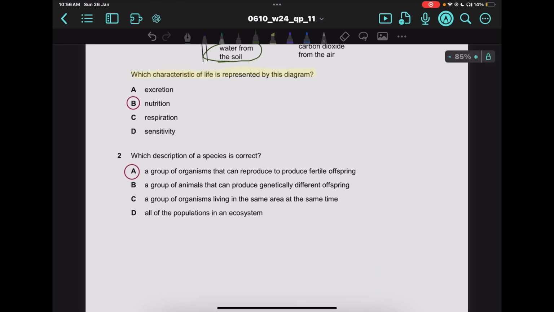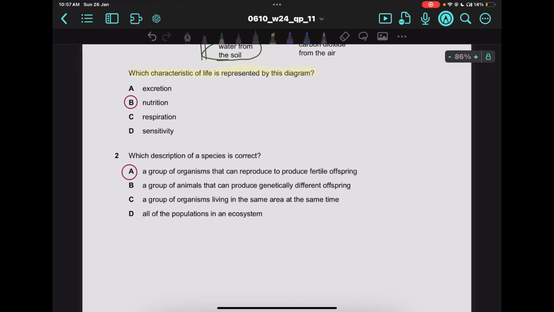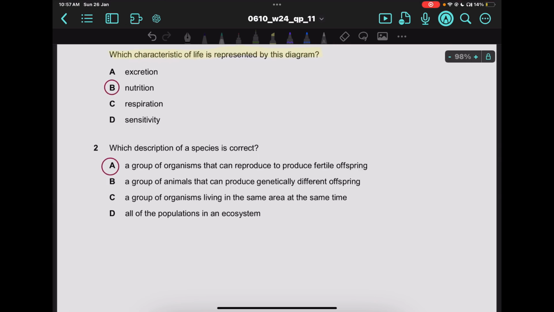Number 2 says, which description of a species is correct? So this is asking about the definition of a species as specified in the syllabus. You can check out my video. I've made a video about all of the definitions you have to know and everything you have to know in the whole subject of IGCSE Biology for core and extended students. So the correct definition should be a group of organisms that can reproduce to produce fertile offspring.